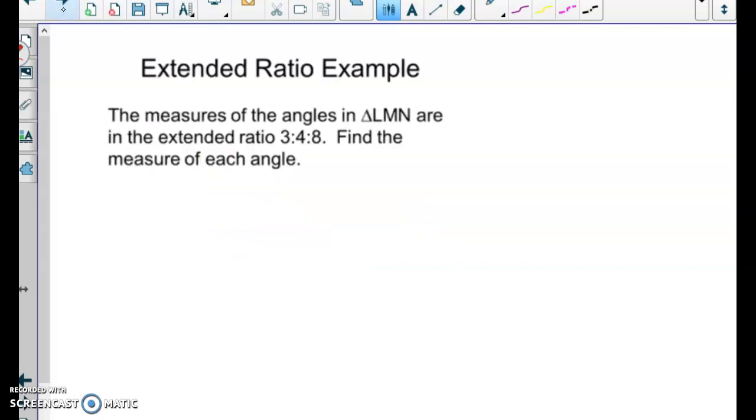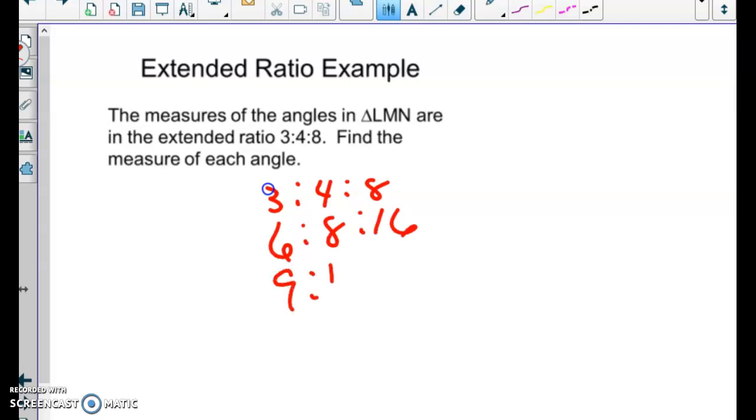An extended ratio, we can have more than 2 numbers being in a ratio. For instance, we have the measures of the angles of this triangle are in the extended ratio of 3 to 4 to 8. Find the measure of each. So if we're in the ratio of 3 to 4 to 8, we could just do some guessing and checking and say, hey, I'm going to multiply all of them by 2, multiply all of them by 3, and we could keep going until we got them to add up to the sum of 180.